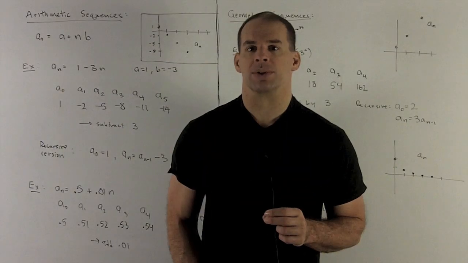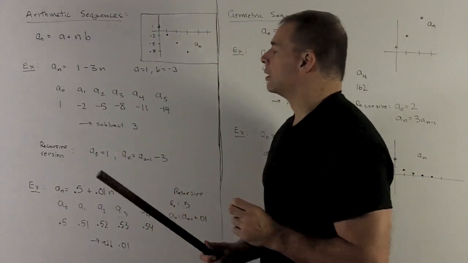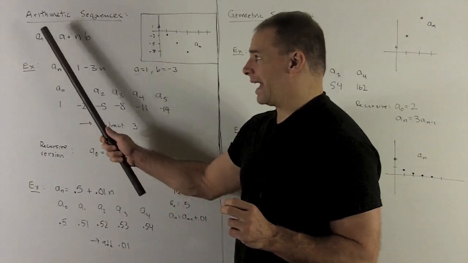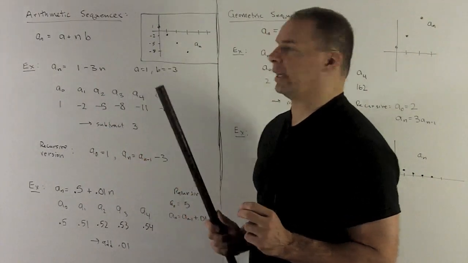Some special types of sequences. For our first type, we have arithmetic sequences. So what are we going to do? We're going to start with a number A and a number B, and then a sub n is going to be defined by taking your A and then adding n multiples of B.